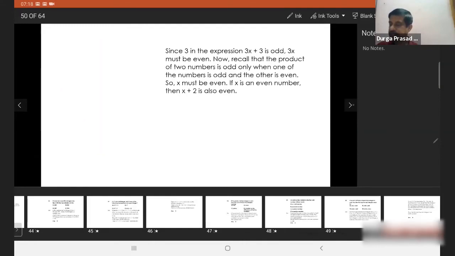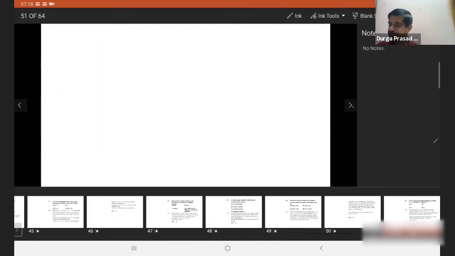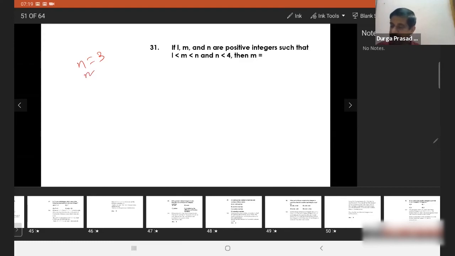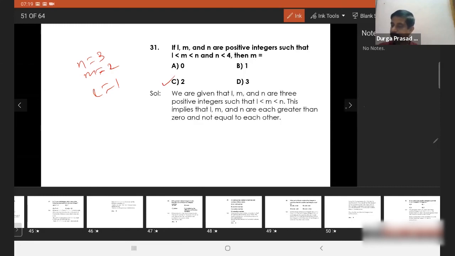So let us go to the next question. If L, M, and N are positive integers such that L is less than M is less than N, meaning N is greatest of all, and N is less than 4. So what is that? N is less than 4 means N should be 3. If N is 3, then M should be 2 and L should be 1. Compulsorily, this is the only thing. So then M should be what? 2. Option C.